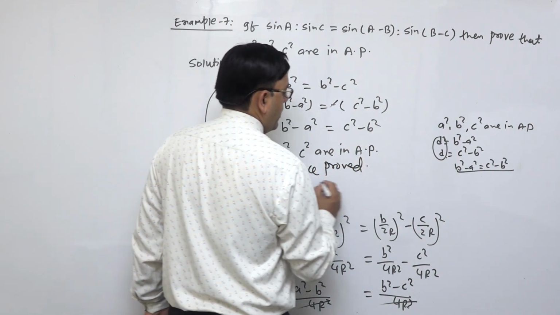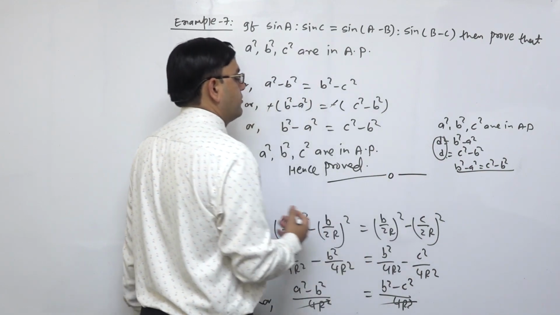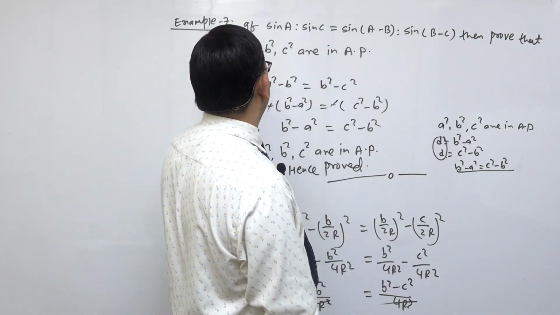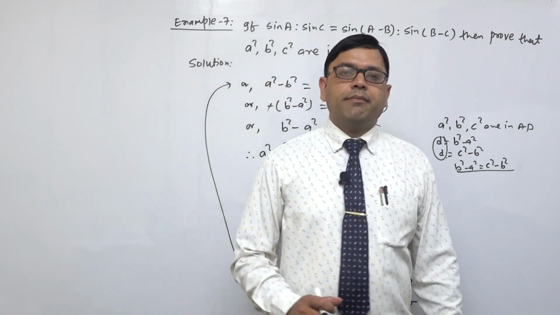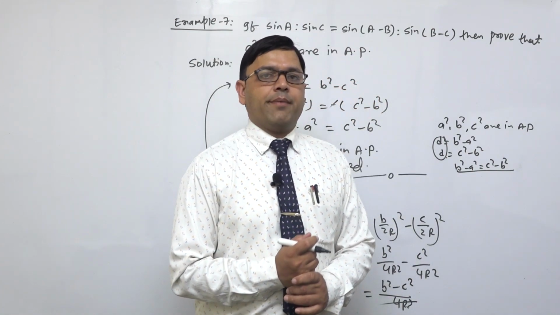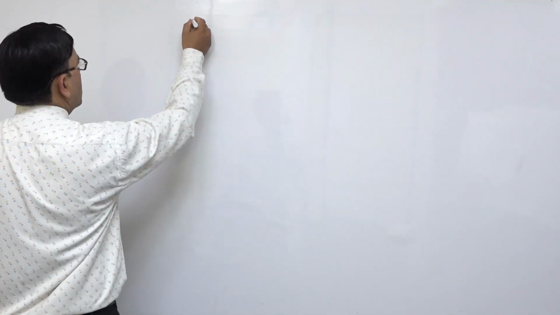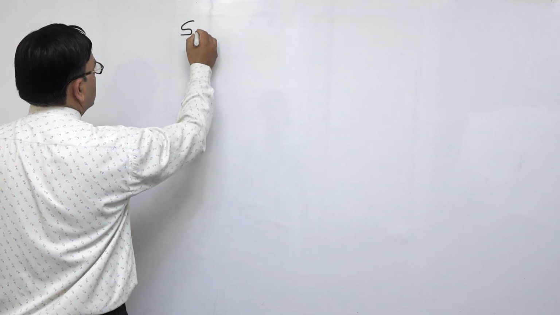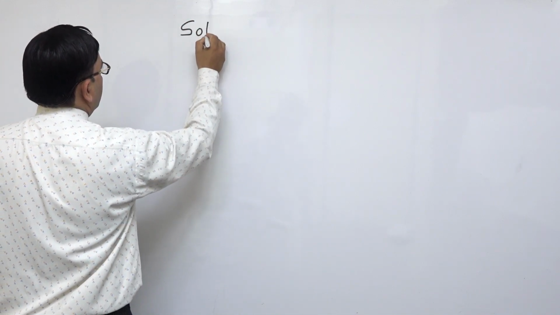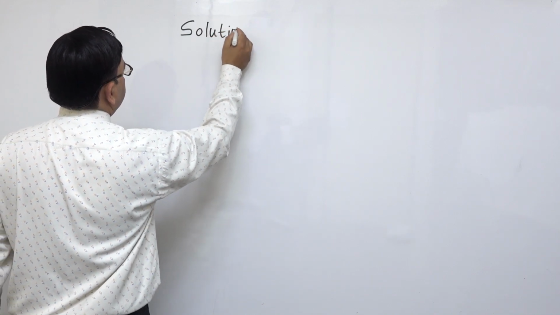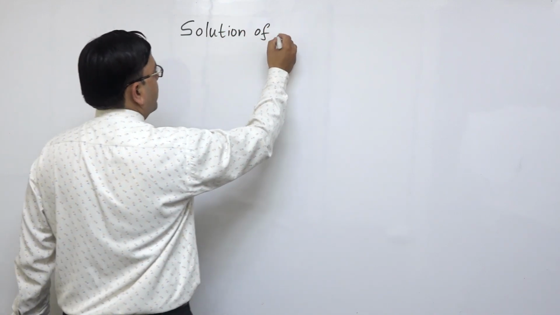In this way we finish this exercise. Also in this chapter we discussed 7 examples of different types of questions. Students, today we are going to start another topic, that is solution of triangle. Now in this topic we discuss the triangle, sides and angles of a triangle. Solution of triangle.